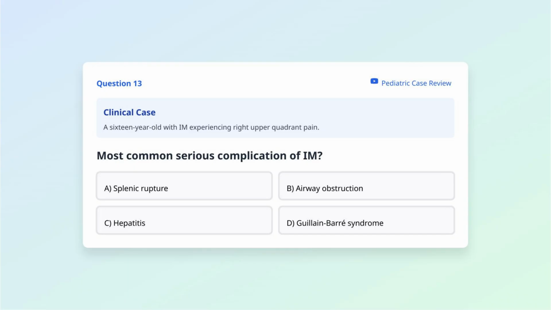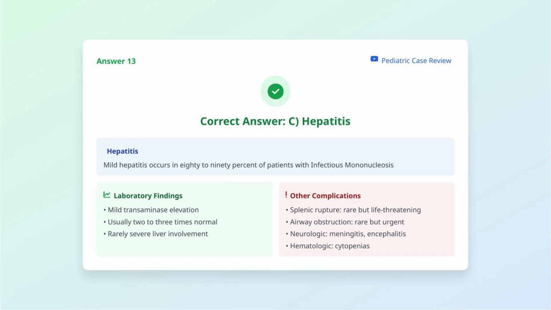While infectious mononucleosis is usually self-limited, it's important for clinicians to recognize and monitor for potential complications that may require specific management. The correct answer is C, hepatitis. Mild hepatitis occurs in 80 to 90% of patients with infectious mononucleosis, making it the most common serious complication. Laboratory findings typically show mild transaminase elevation, usually 2 to 3 times the normal upper limit. Severe liver involvement is rare.